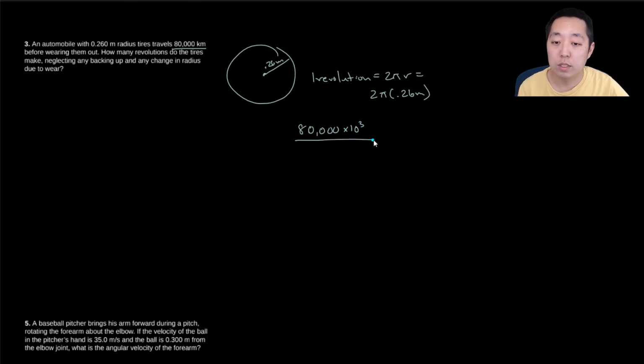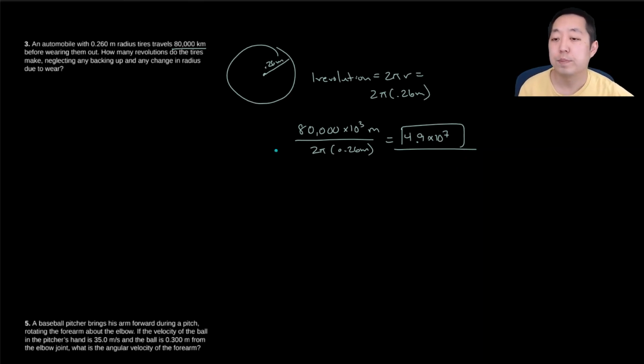And I would do this in meters. So I'm going to divide 80,000 kilometers in meters by 2 pi times 0.26 meters. And this would then be the number of rotations. That's 80,000,000 divided by 2 pi times 0.26. I got 4.9 times 10 to the 7th rotations. Okay, so like 49 million revolutions.